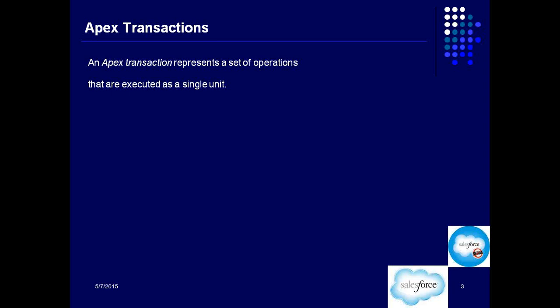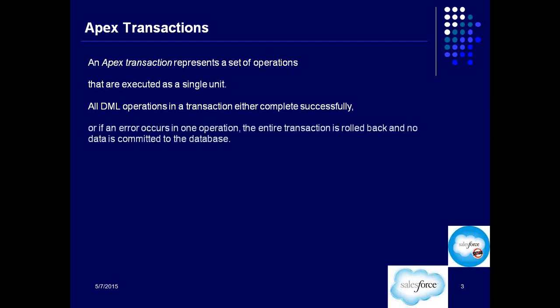It will not happen that if I have 4 DML statements, 2 will get executed and 2 will get rolled back. In a transaction, either all the DML statements will get executed or none of them. If an error occurs even in one of the operations, the entire transaction is rolled back and no data is committed to the database.